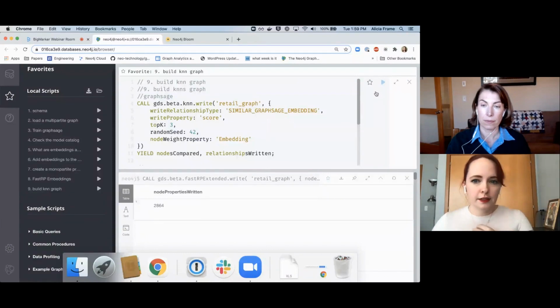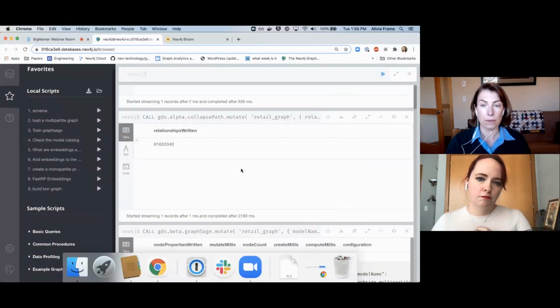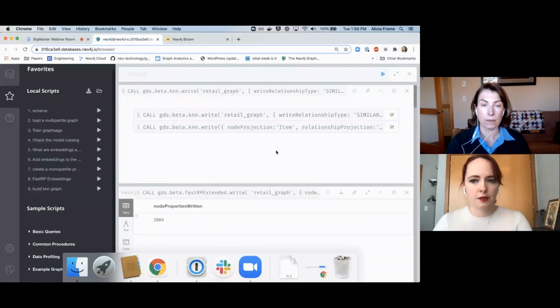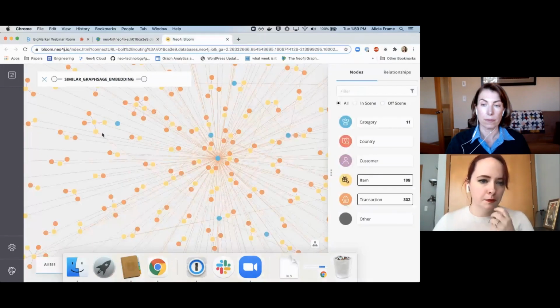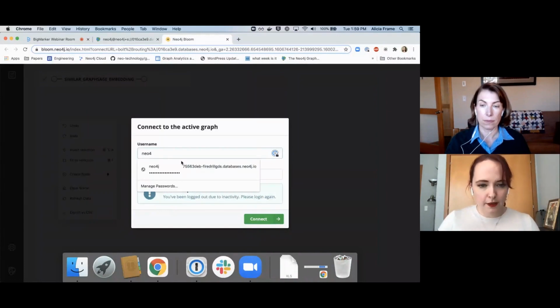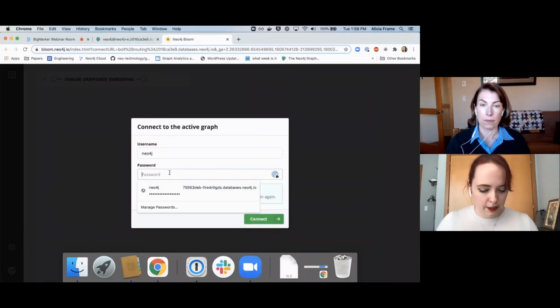So I'm going to run this, and you'll see it's pretty fast. Again, we talked about why KNN instead of node similarity, much, much, much faster. So I created all these new relationships. Now I'm going to go over to Bloom to show you what the results look like. So now that I'm in Bloom, I've got something pulled up from before. So I'm going to log back in, and I will clear my scene.